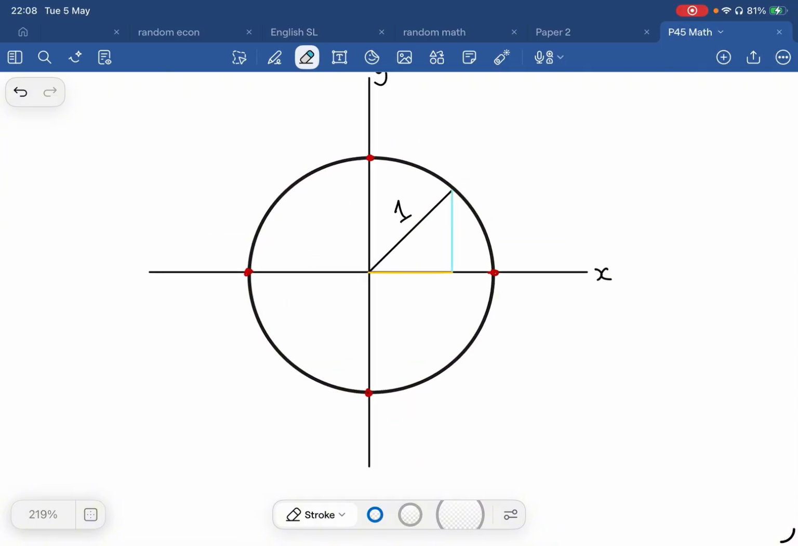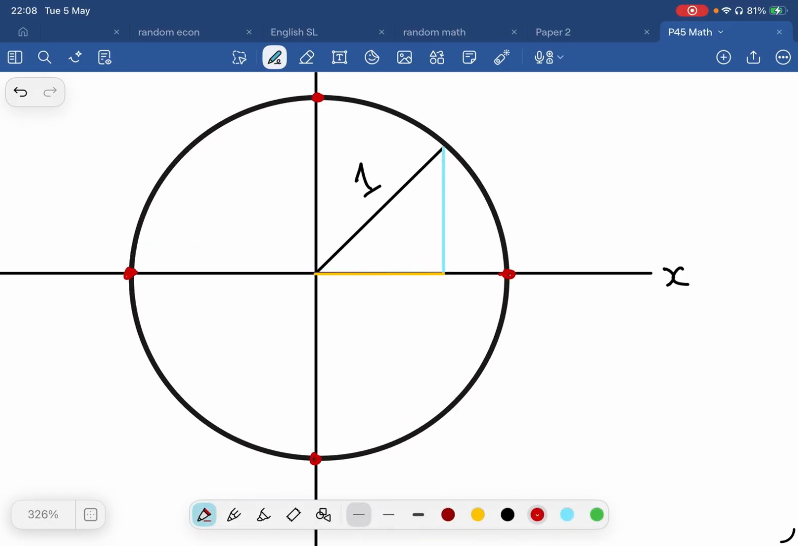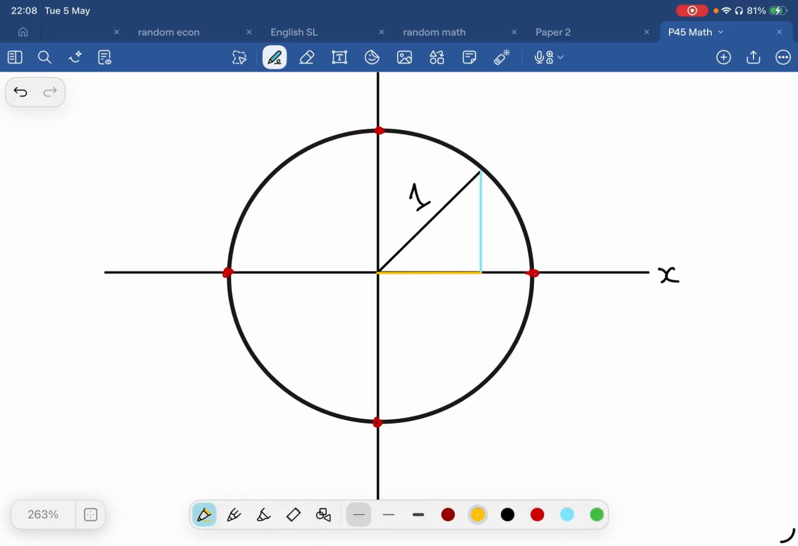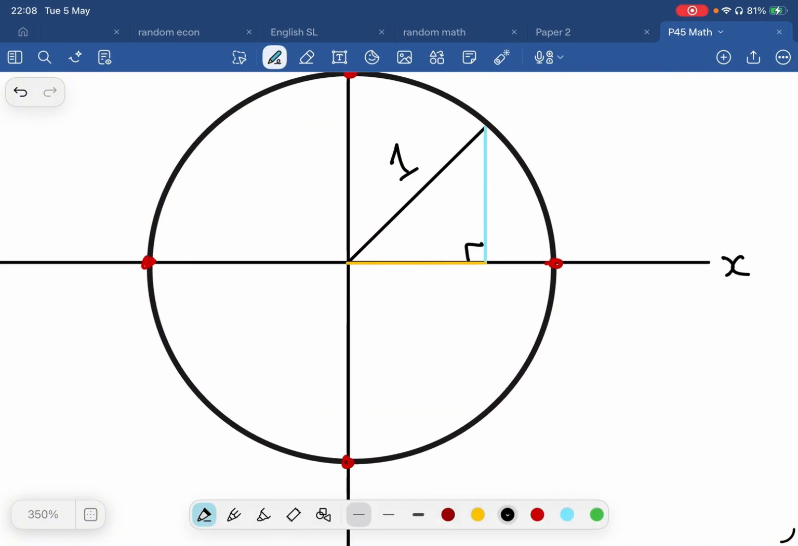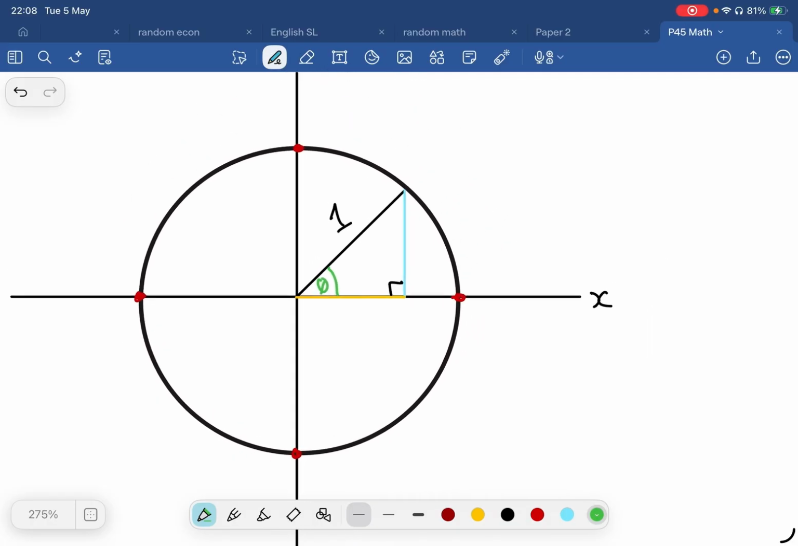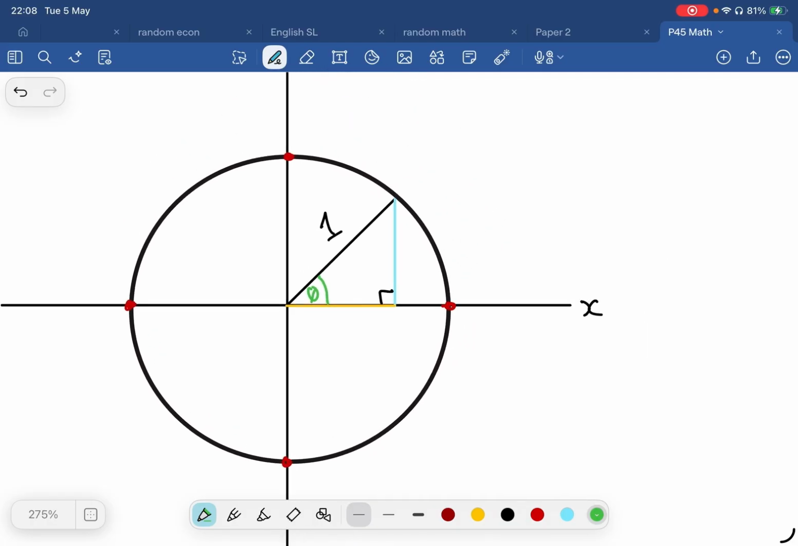Okay, so what we can do with the unit circle is, well, if you look at this triangle here, it's a right angle triangle because these are two straight lines. And if I draw an angle here called theta, how do we find this yellow length and this blue length in terms of theta?